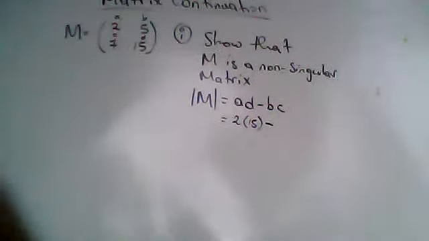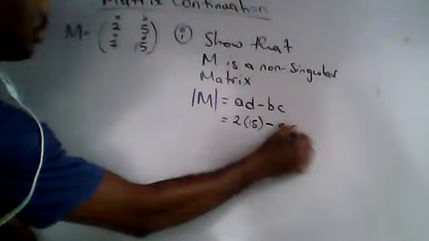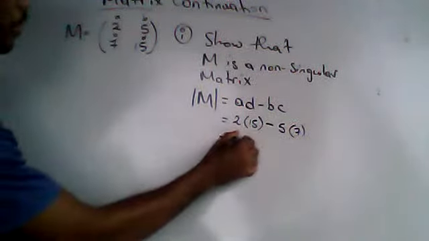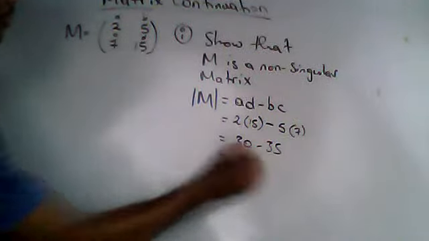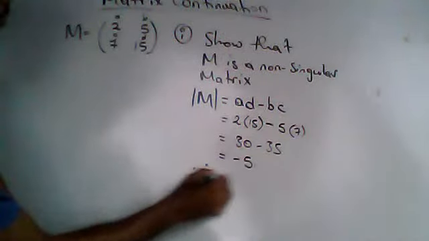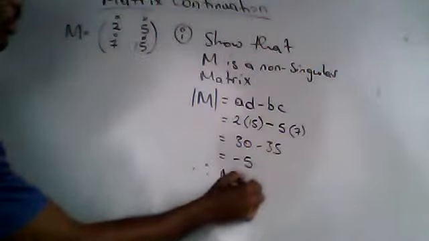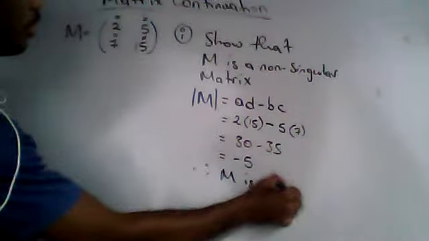Yes, sir. So we have 2 times 15 minus 5 times 7. So we're going to have 30 minus 35, so the answer is going to be minus 5. So we can say, therefore, M is a non-singular matrix.